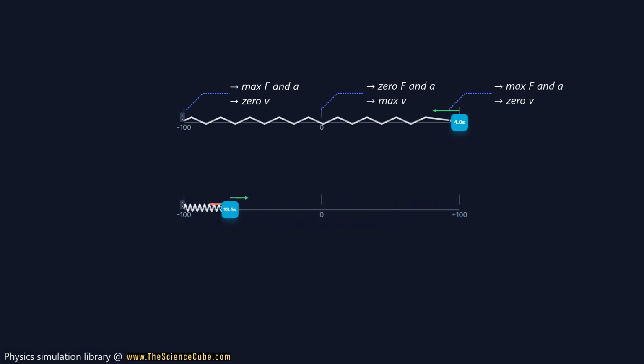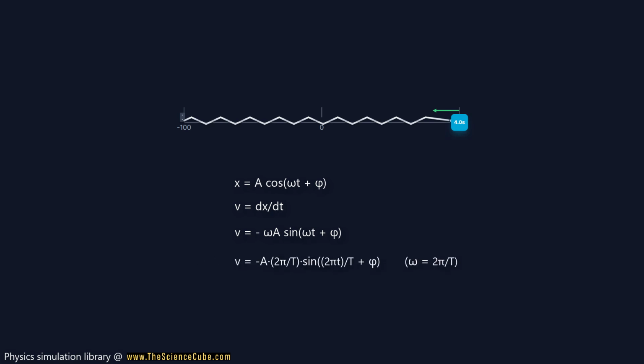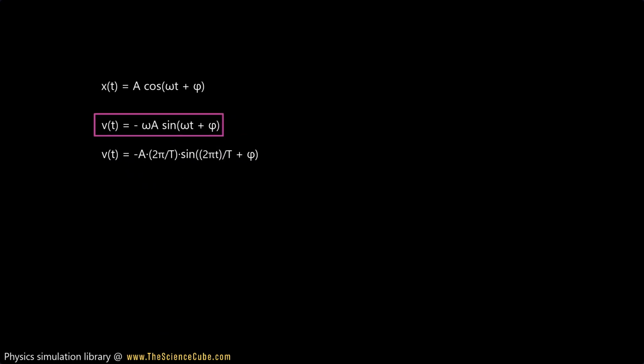So we will first find an expression for velocity of the mass as a function of time. Now, since we already know the position of a particle is given by the equation x is equal to a cos(omega t plus phi), from calculus, velocity is just the first derivative of the position. So what we get is velocity at any time t equals minus omega a sine(omega t plus phi). That can also be written as minus a (2 pi upon T) sine(2 pi t upon capital T plus phi). And this equation tells us that velocity is sinusoidal in time.